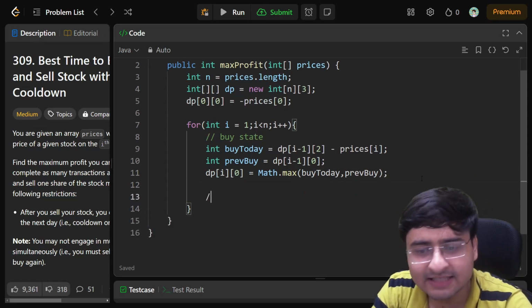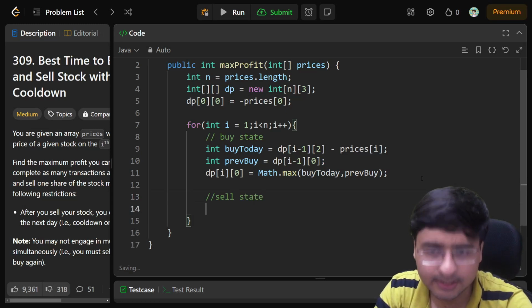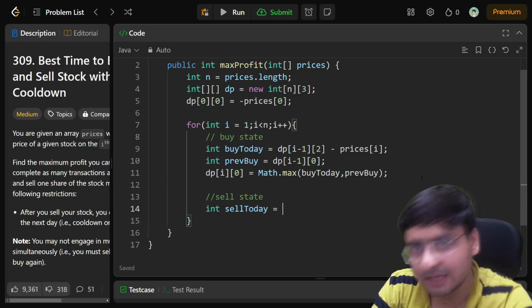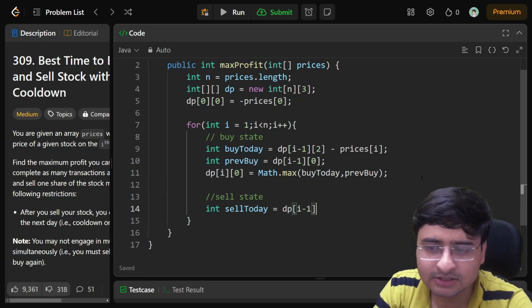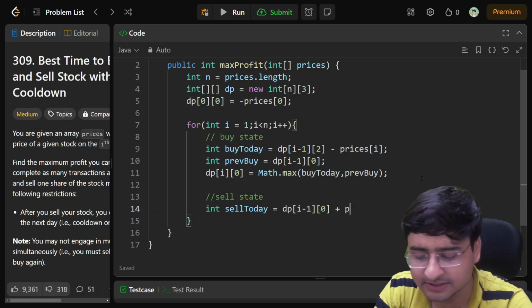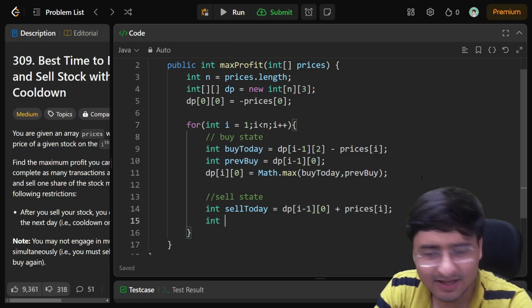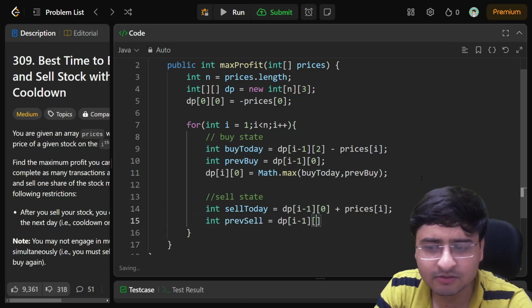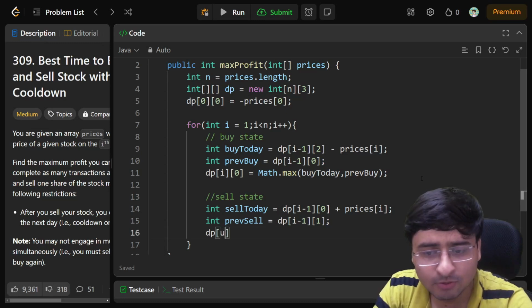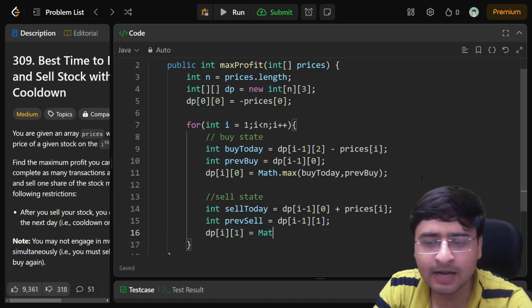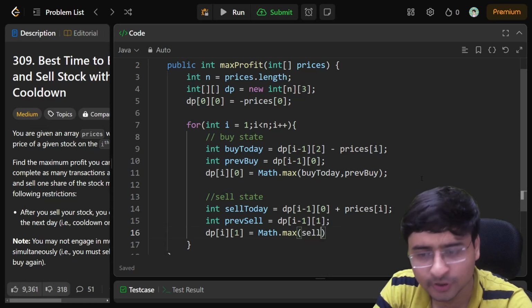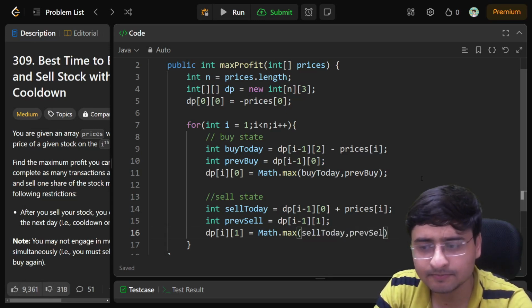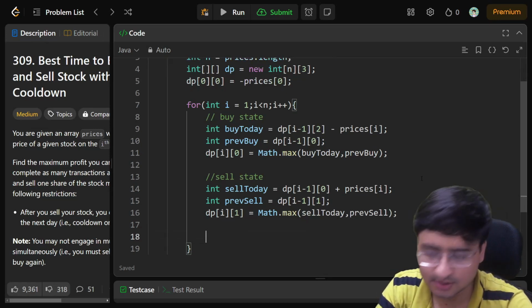Now, for the sell state, correct? If I sell today, the previous buy state has to be considered. So dp[i-1][0] plus prices[i], because I'm selling today. If I don't, I consider the previous sell state only, so dp[i-1][1]. dp[i][1] will be Math.max of sell today, comma, previous sell. This I'm going to consider.